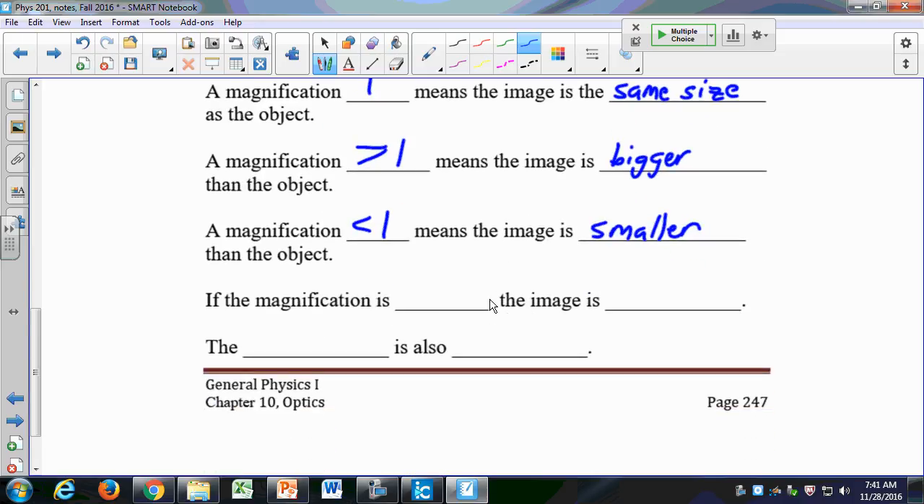And if the magnification is negative, whether it's bigger, equal to, or smaller than 1, if the magnification is negative, that means that the image is inverted. All right, so in this case, the image height is also negative.